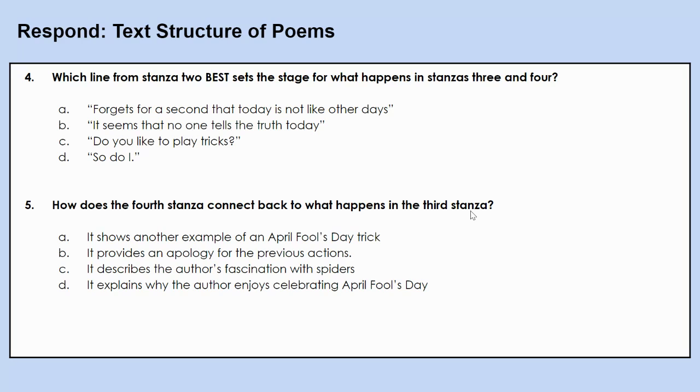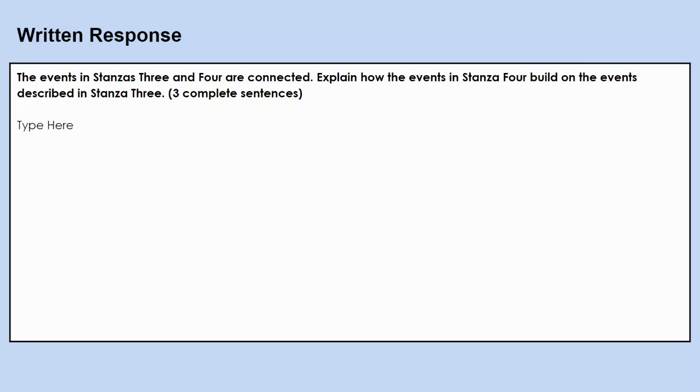Because remember, each of those stanzas are connected. That question will help you answer your written response. The events in stanzas 3 and 4 are connected. Explain how the events in stanza 4 build on the events described in stanza 3. So you'll be explaining here how those two stanzas are connected, how those events are connected with each other.